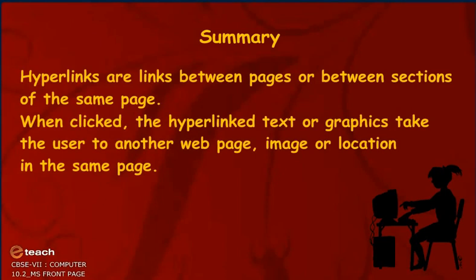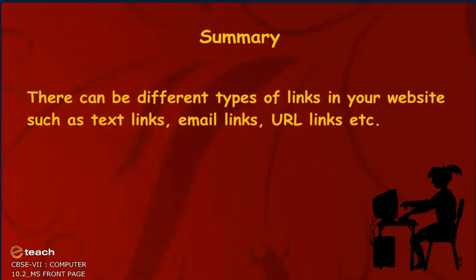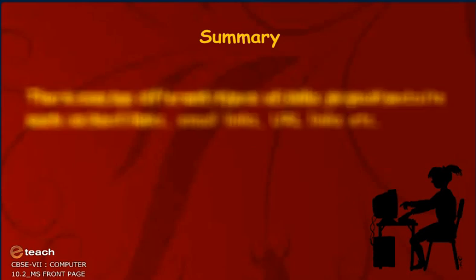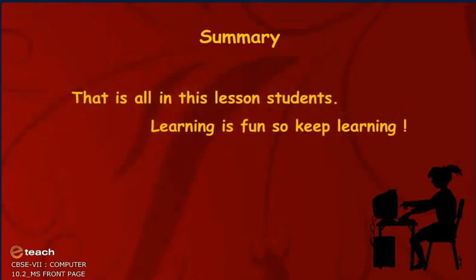Summary. Hyperlinks are links between pages or between sections of the same page. When clicked, the hyperlink text or graphics take the user to another web page, image, or location in the same page. There can be different types of links in your website, such as text links, email links, URL links, etc. The home page of a website is usually given the name index.html.